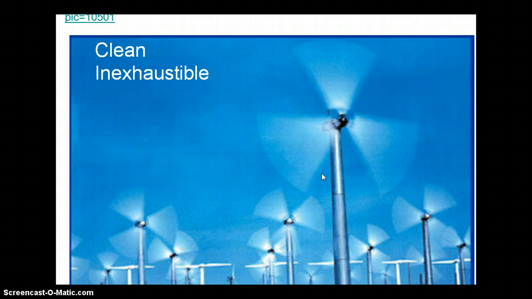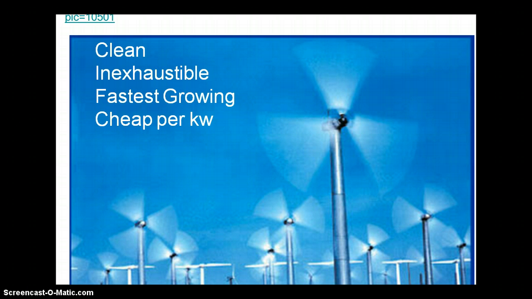Inexhaustible. What does that mean? Doesn't run out. Fastest growing. See, I used to have that. We know it's the second fastest growing. Yes. Cheap per kilowatt hour. So far we've got, what's cheap per kilowatt hour? Natural gas. No. Coal and nuclear are your FPL bill. In the end, all energy is relatively cheap in the US, okay? But per kilowatt hour, wind is going to be cheaper, hydroelectric is going to be cheaper, natural gas is going to be cheaper.